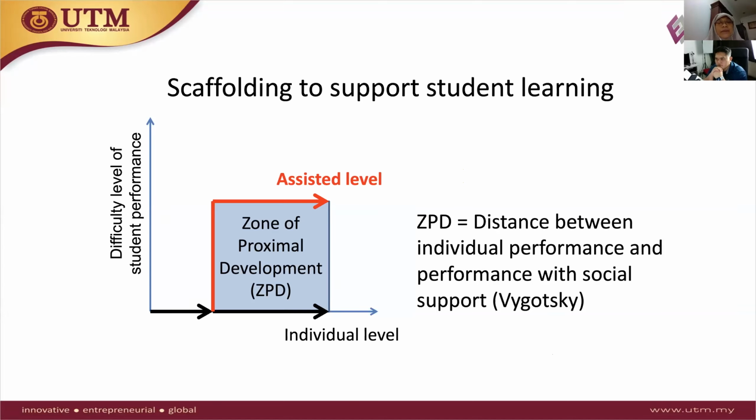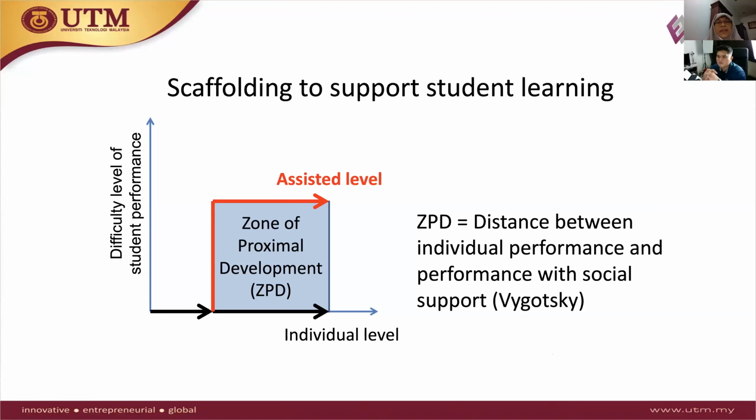Scaffolding for learning simply means that we provide support for the students over their zone of proximal development. Okay, so ZPD is the zone of proximal development. This is the distance between the students' individual performance and the performance with social support. So whatever kind of support that we can provide them for them to reach the outcomes, to do what we ask them to do, to reach the level that we want, the standard that is required.